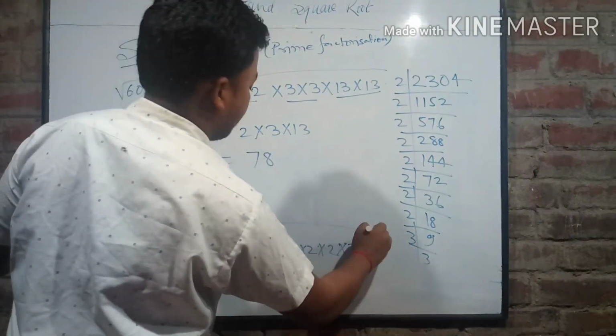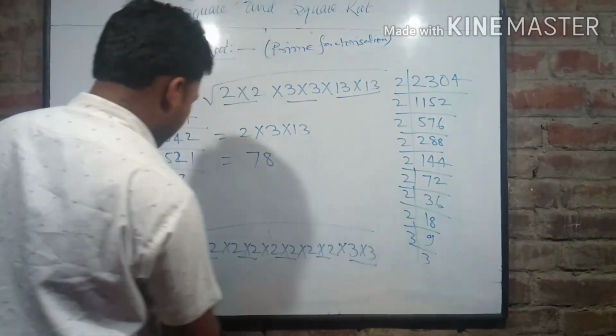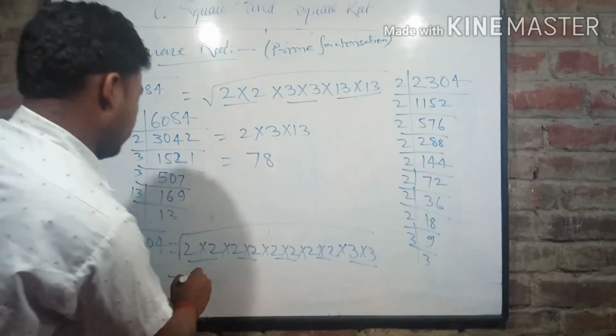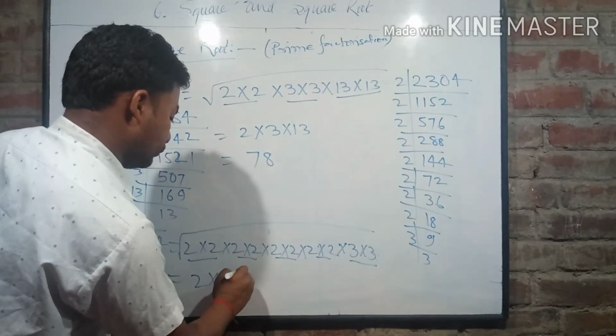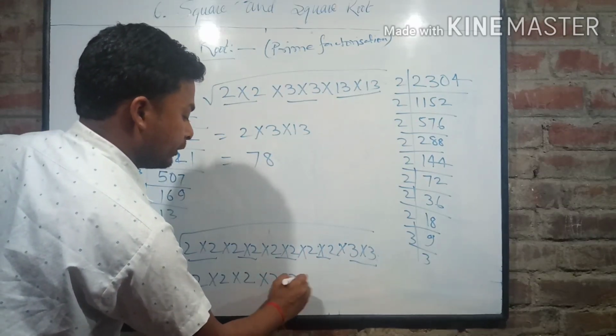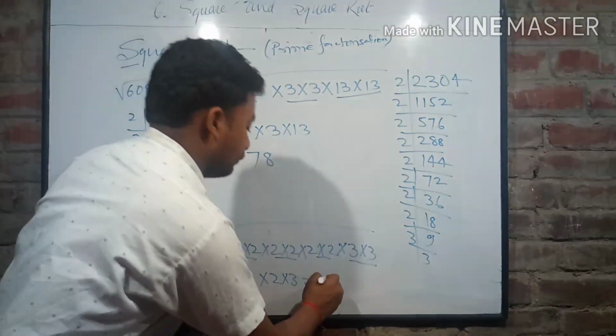So we will pair them and we will write one digit in place of each pair. So 2 into 2 into 2 into 2 into 3. This is equal to 48.